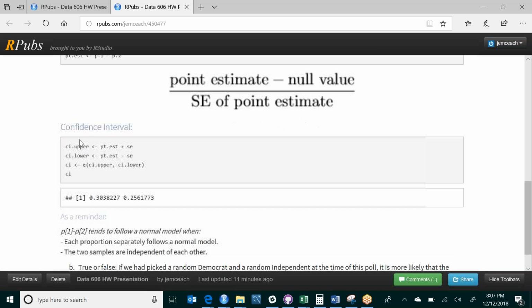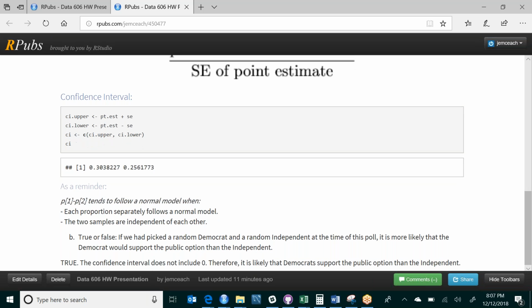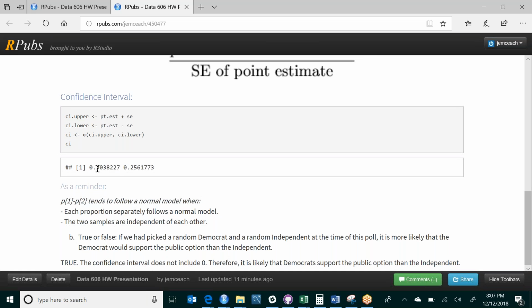To construct the confidence interval, we use the point estimate plus the standard error, which gives us the upper bound, and the point estimate minus the standard error, which is the lower bound. Put these together and voila, we have the confidence interval, which is, I think, negative 0.30 to negative 0.25. Sorry, that came out wrong.